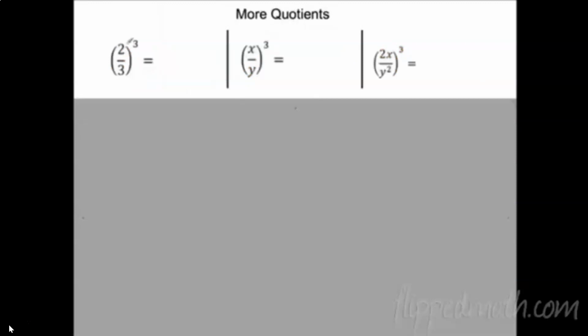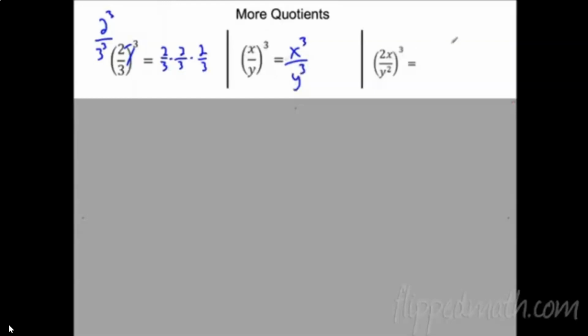More special cases. I just want to make sure that you know that the power applies to everything in there. So this is really 2/3 times 2/3 times 2/3. So I know you've been expanding, but it's the same as 2 to the 3rd over 3 to the 3rd. You can cube everything on top, cube everything on bottom. It's got to go to both of them. So again, this is the same thing. This is x cubed over y cubed, or expand it out if you want, but it's getting everybody.